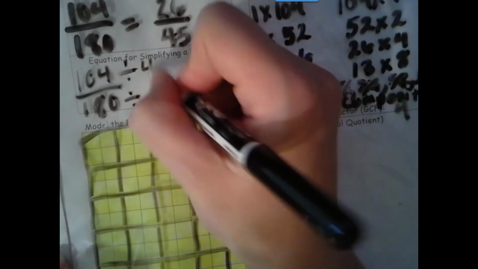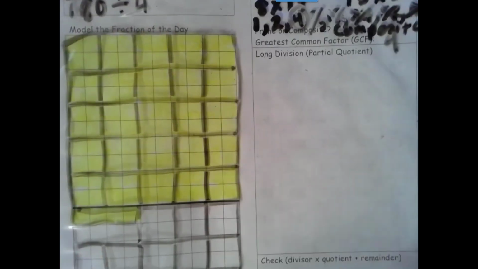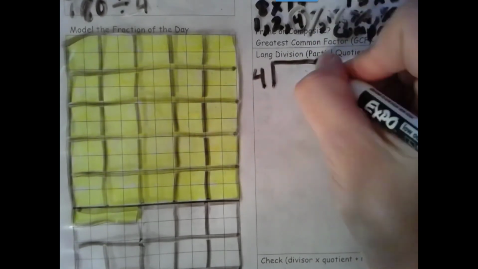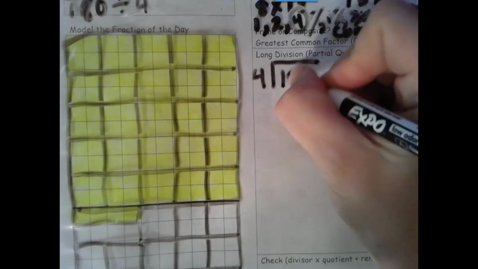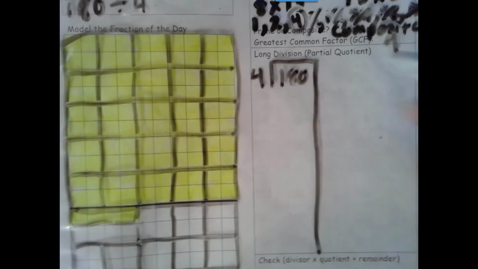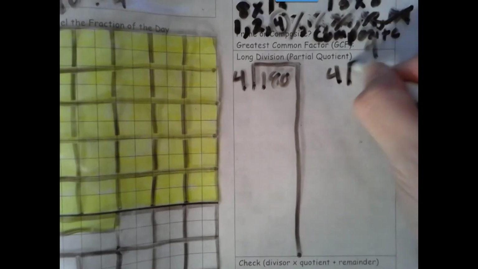Okay, now that I've done my division with my model, now I'm going to use my algorithm to prove it in a different way. Because if you can do a problem in more than one way and get the same answer, you can be pretty certain that answer is correct. So I'm going to divide 180 by 4 and 104 by 4.